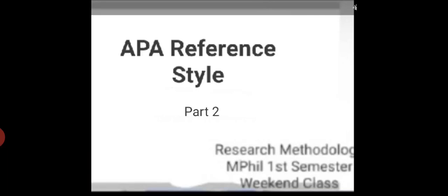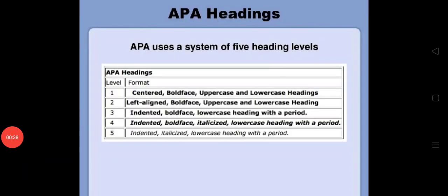Dear students, in the previous lecture we have been learning about APA reference style. Some of the major points we have already discussed in the previous lecture, but some of the minor points were left, which we are going to discuss in this lecture. Let's discuss APA headings.